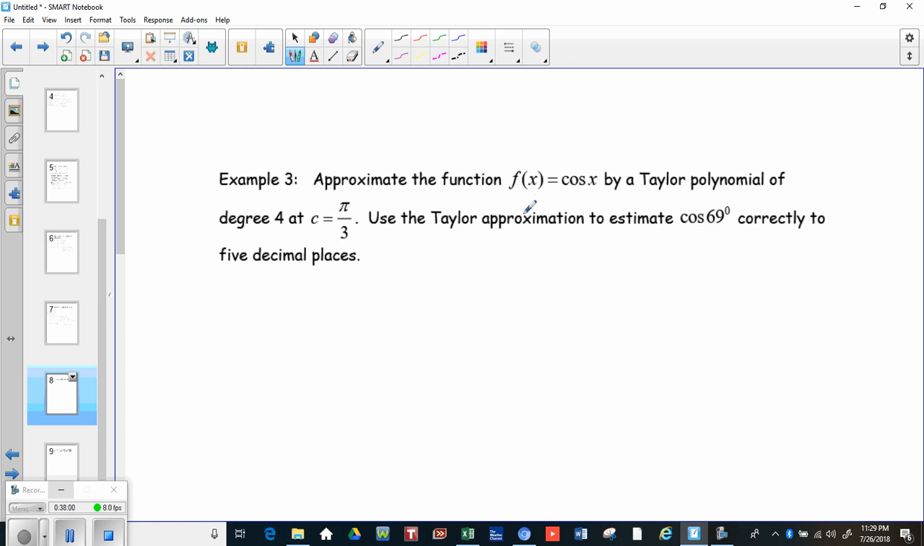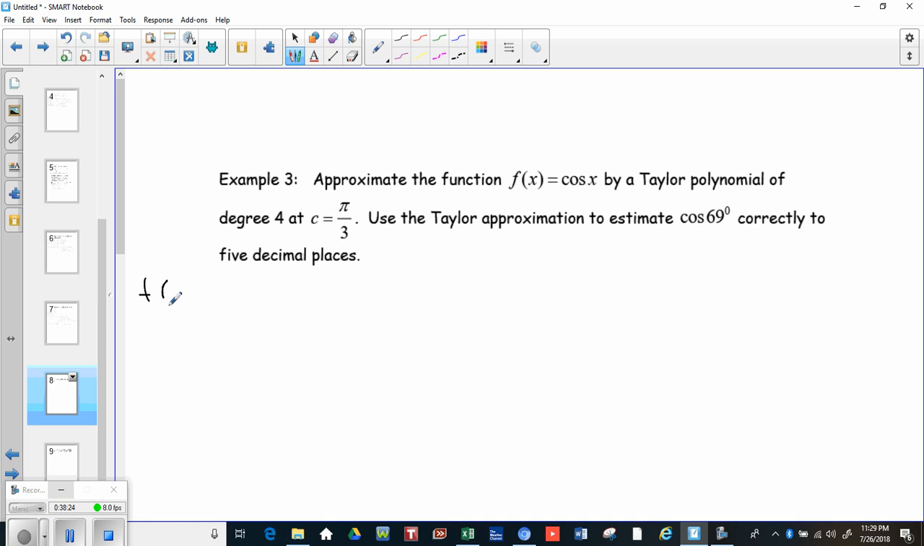So example 3, approximate f of x equals cosine x using a Taylor polynomial of degree 4 centered at pi thirds. Use the Taylor approximation to estimate the cosine of 69 degrees correct to 5 decimal places. Alright, so first thing we're going to need to do is develop this, because again it is centered at something not 0, so we can't just use our known one.